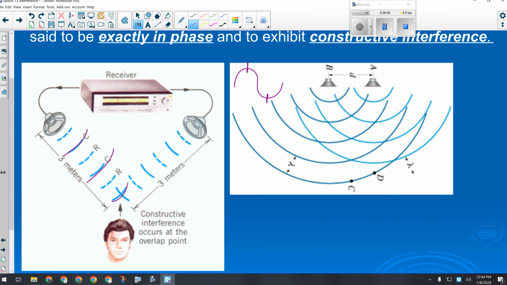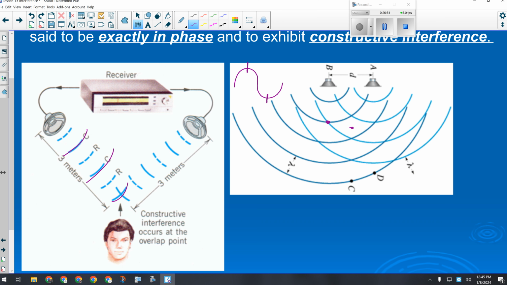So if this is a two-speaker system in a room, and every one of these lines represents a crest, what would I hear standing right there, loud or quiet? I'm standing at a point where two crests meet. It'd be loud. What would I hear right here? It's a trick. Also loud, because right there is halfway between.